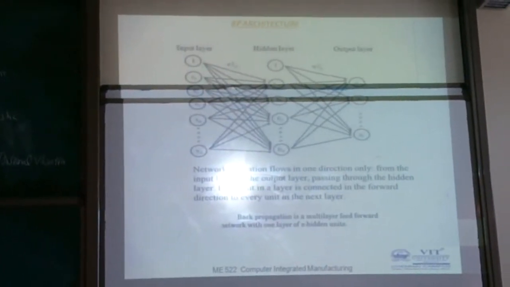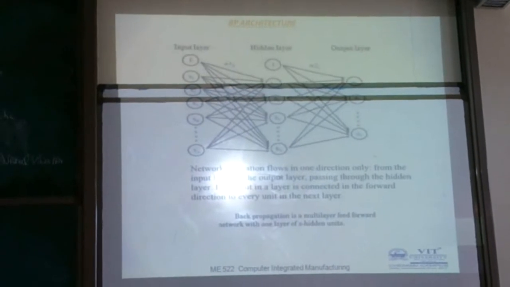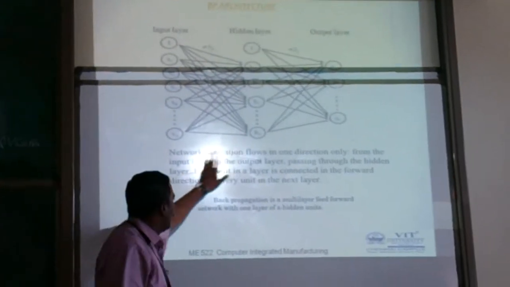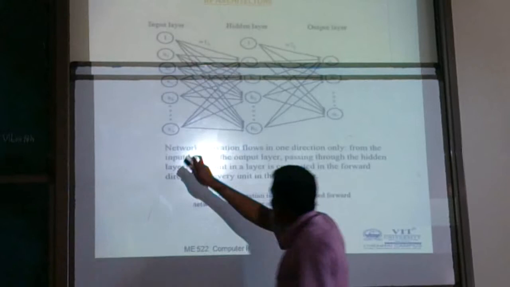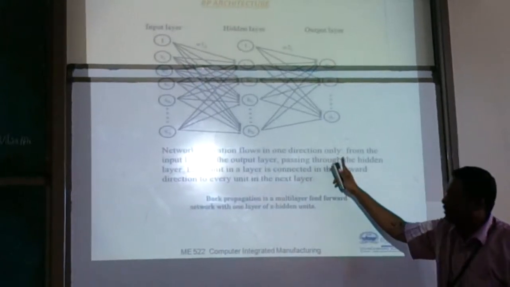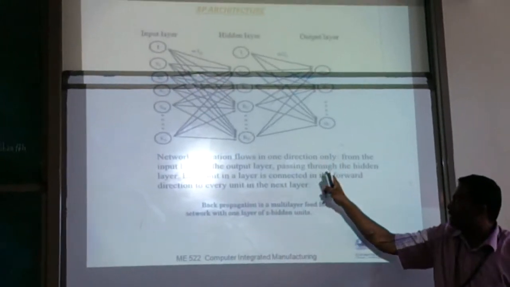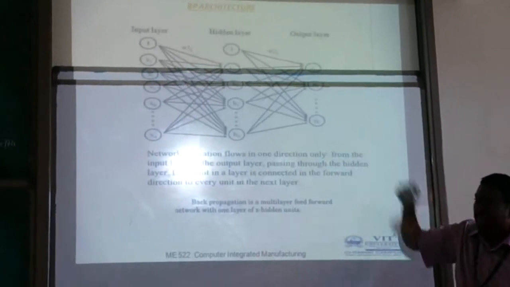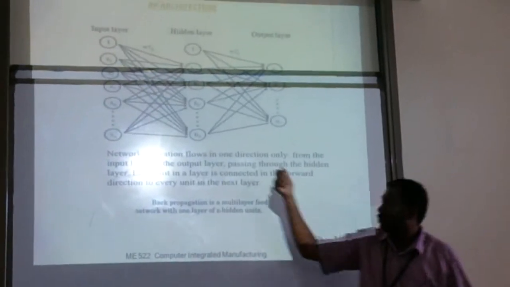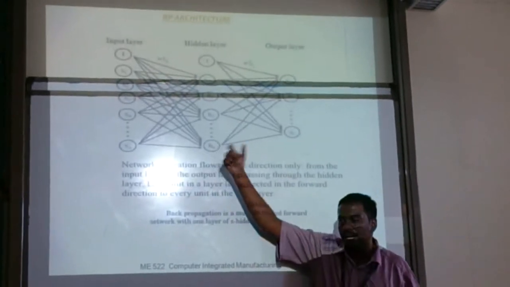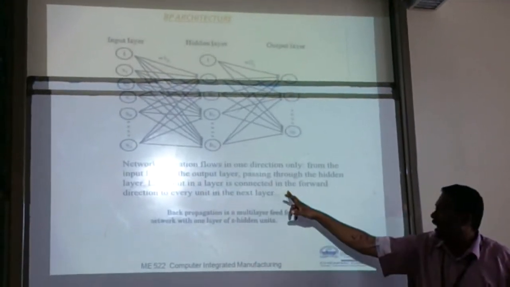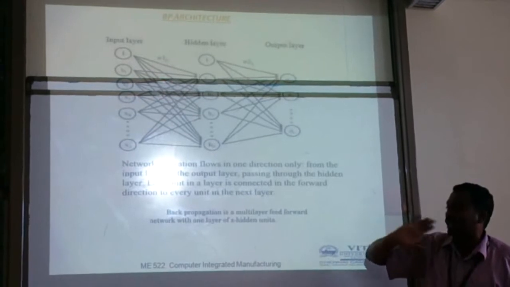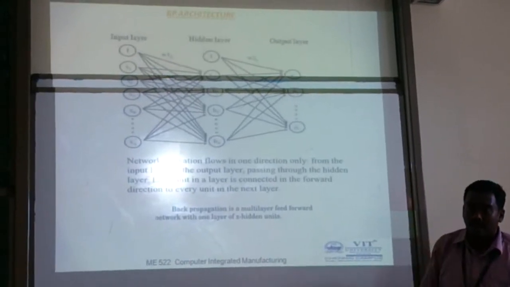This is the thing I want to show here: the input layer and the output layer. In the network, activation flows in one direction, from the input layer to the output layer, passing through the hidden layers. Each unit in a layer sends its output in the forward direction, not in the backward direction.